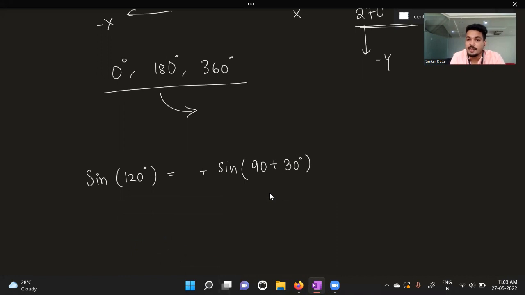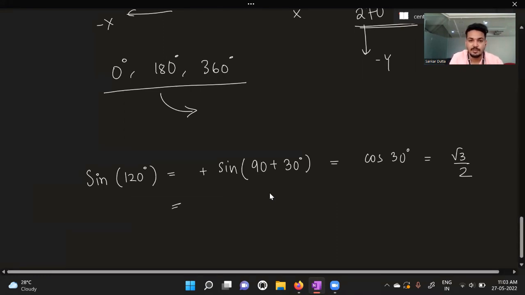Now, sine, I'm using 90, which is a y-axis angle. So this will become cos of 30. So this is nothing but root 3 by 2 from the trigonometric ratio table. I know what is cos 30 from the trigonometric ratio table. So this becomes cos 30, root 3 by 2. So did you understand how I did this? Right. Let's move on to the next one.